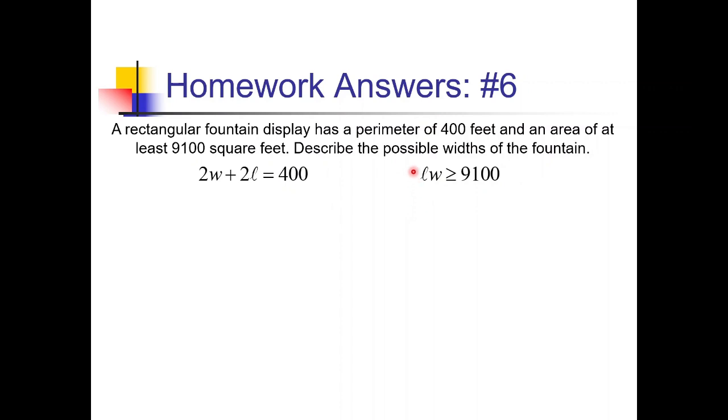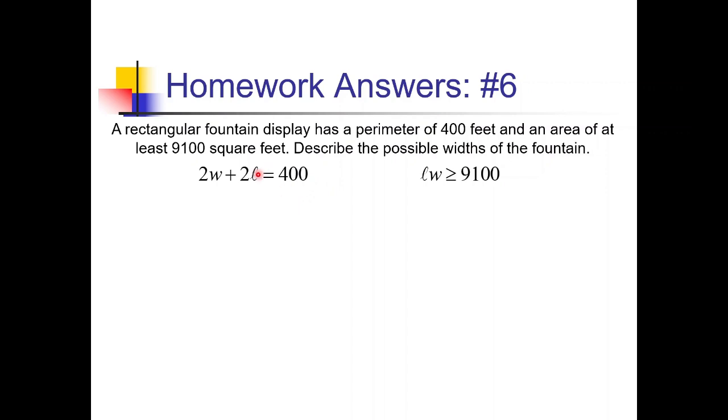So in order to get the possible widths, our end goal here is to eventually end up with an inequality that just has a w in it. So that means at some point along the way, we're going to have to get rid of this L and solve something with a w. To get rid of the L, I'm going to use this equation that we have over here. I need to use the equation for this because if I'm going to substitute something for L, I need an equals. An inequality is not really going to be very useful in that situation.